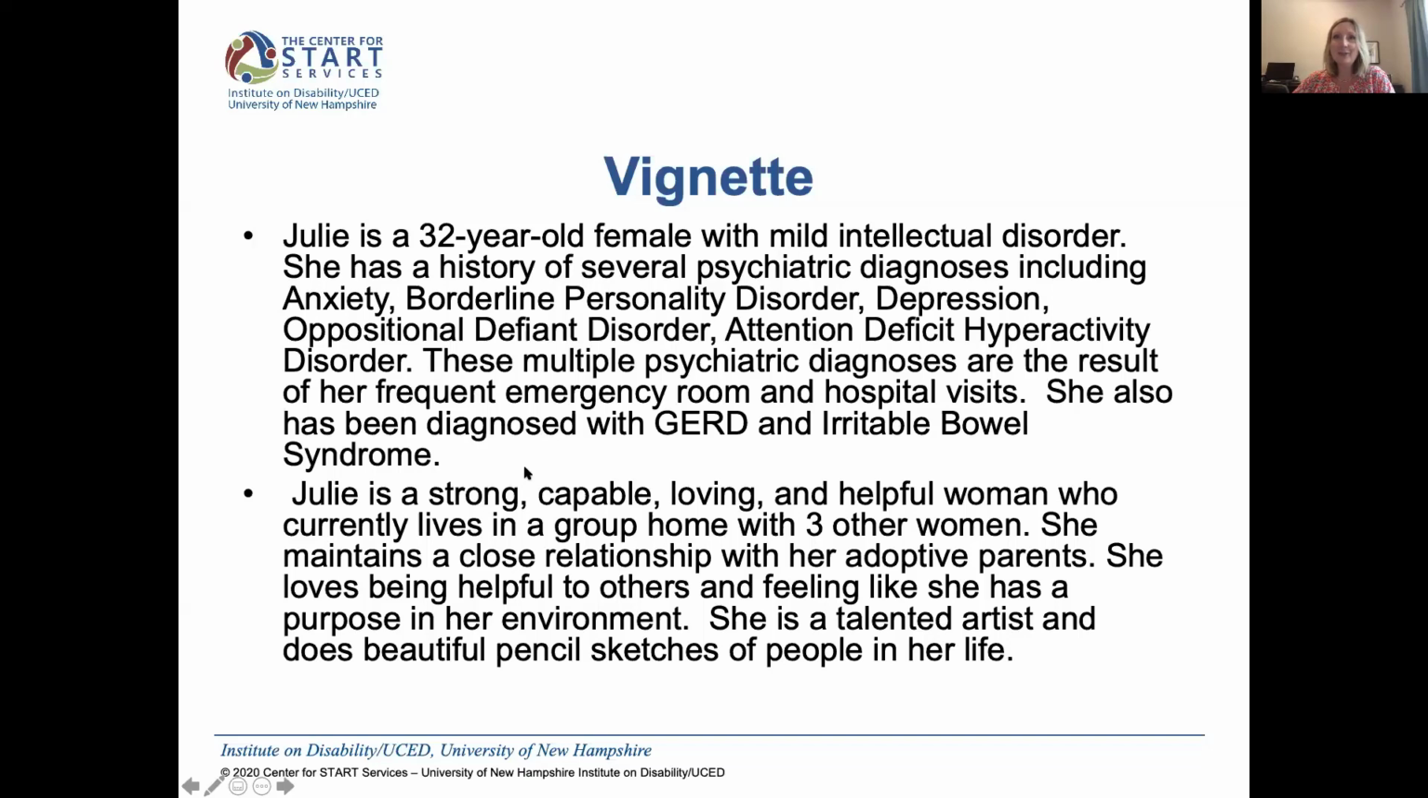Julie is a 32-year-old female with mild intellectual disorder. She has a history of several psychiatric diagnoses, including anxiety, borderline personality disorder, depression, oppositional defiant disorder, attention deficit hyperactivity disorder. These multiple psychiatric diagnoses are the result of her frequent emergency room and hospital visits. She also has been diagnosed with GERD and IBS. She's a strong, capable, loving, and helpful woman who currently lives in a group home with 3 other women. She maintains a close relationship with her adoptive parents and loves being helpful to others and feeling like she has a purpose in her environment.